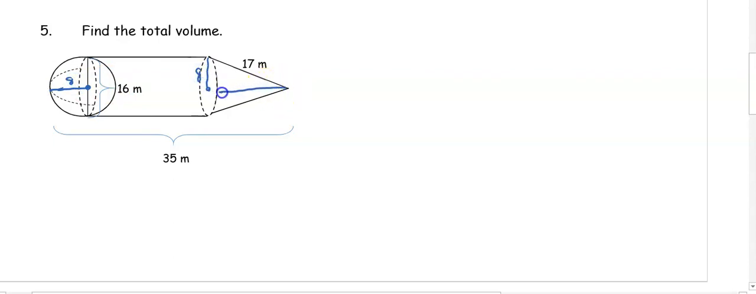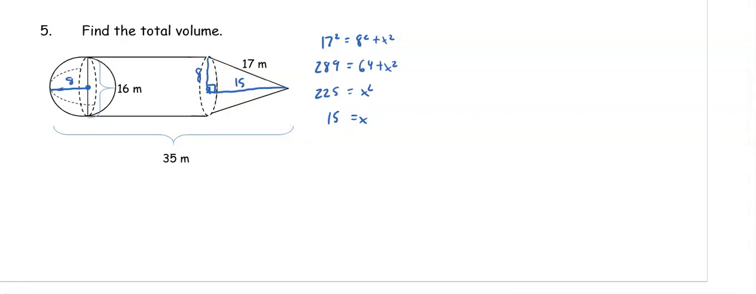If we do Pythagorean theorem to find the height of the cone, 17 squared equals 8 squared plus x squared. 289 is equal to 64 plus x squared. 225 equals x squared. So x is 15. If we subtract the 15 from the cone and the 8 from the hemisphere away from the 35, the height of the cylinder is 12. So we now have all of our information.